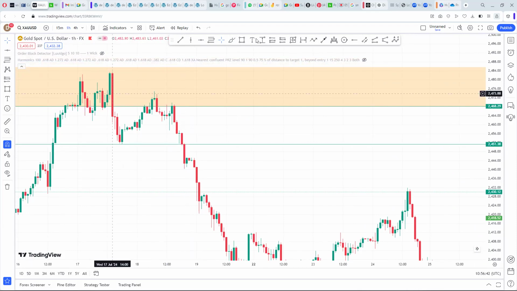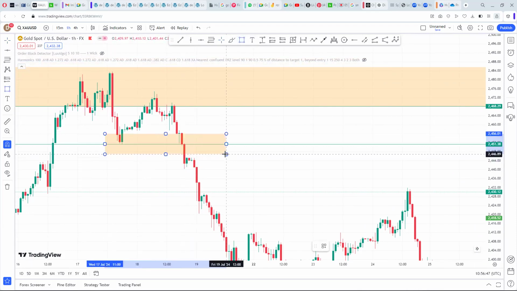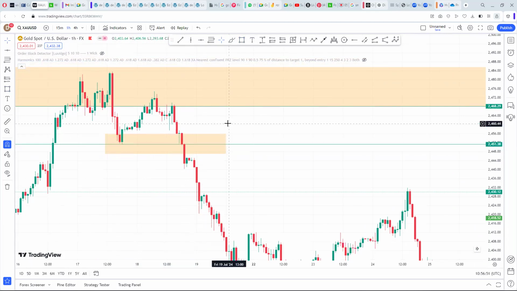But pay attention, it is not just there alone. It is actually also in a zone. This is a support zone that is going to convert to a resistance zone. But how do you get a sniper entry?